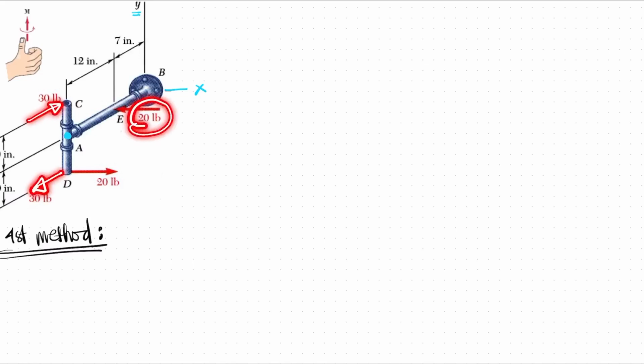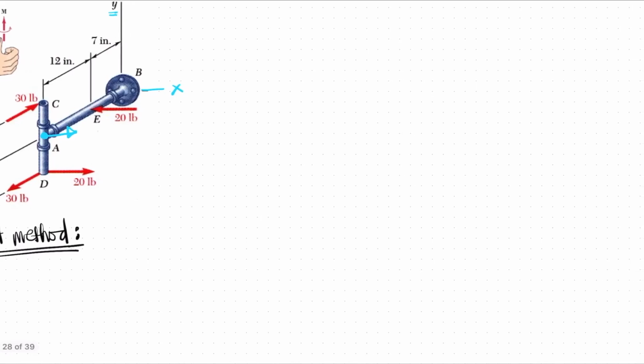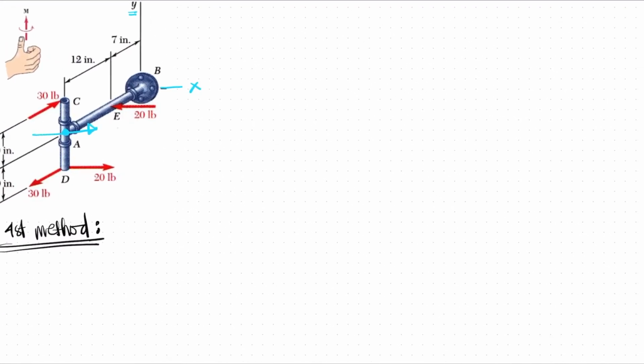This 20 pounds, or 20 pounds, has no paired force to create a couple. So the first solution is to add two equal and opposite forces, 20 pounds and 20 pounds. Same magnitude but opposite direction. So they can also cancel out, or if you look at the assembly, they have no effect on the rigid body.